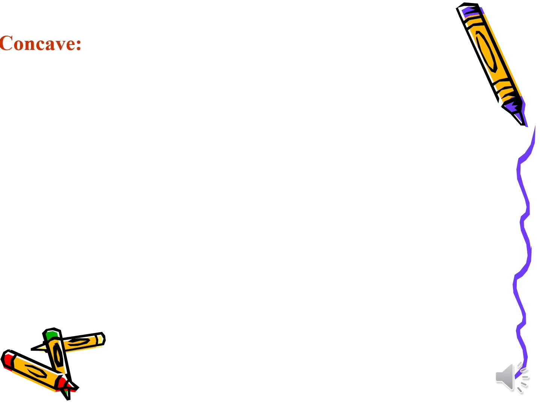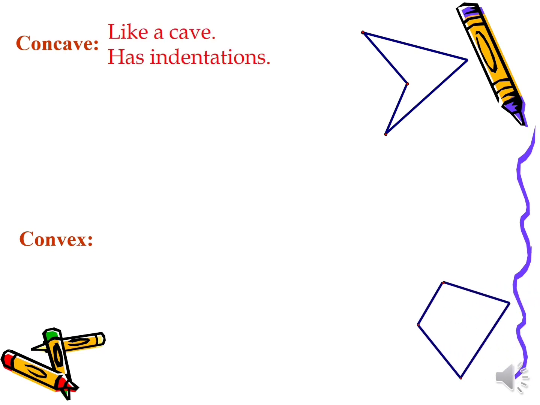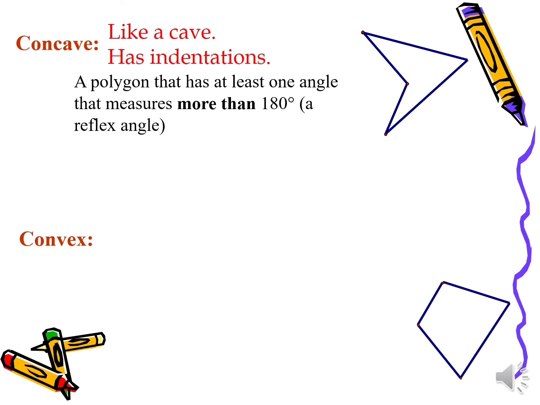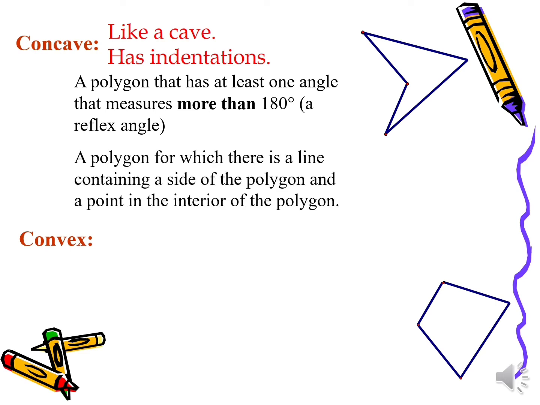So here is the definition for a concave and a convex polygon. A concave polygon is like a cave and has indentations. It is a polygon that has at least one angle that measures more than 180 degrees, or a reflex angle. It is also a polygon for which there is a line containing a side of the polygon and a point in the interior of the polygon.